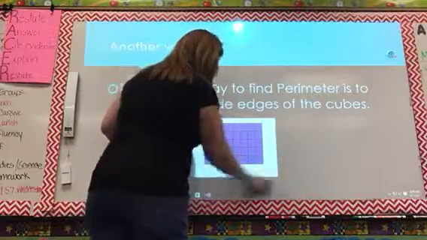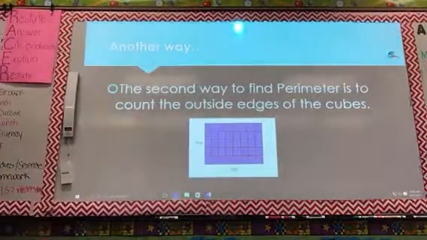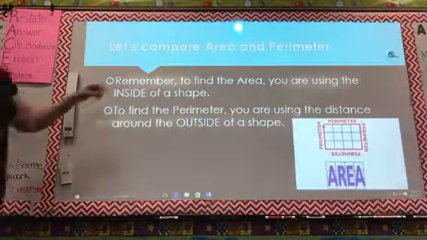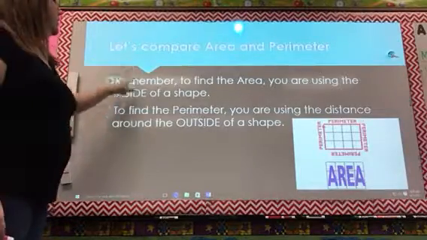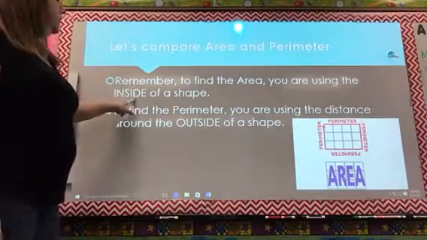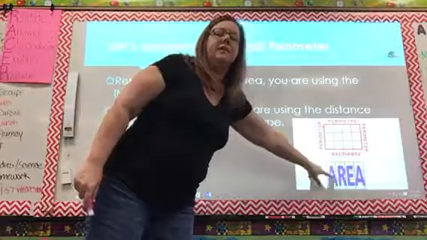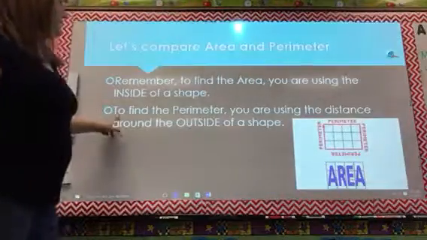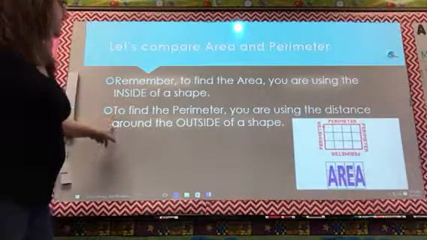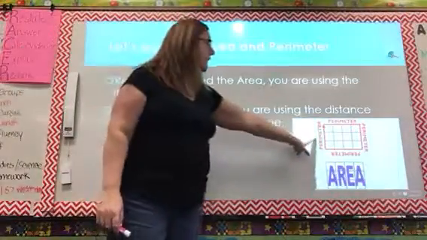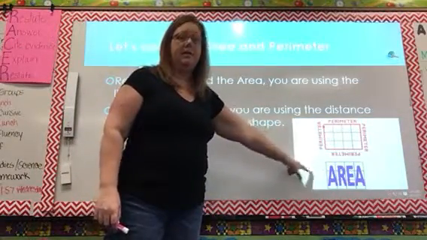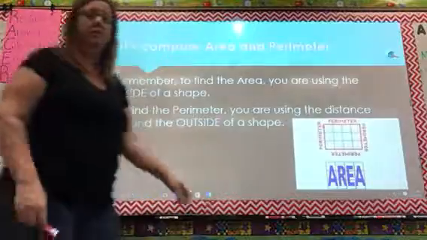All right. Let's move on. Let's compare area and perimeter. Remember, to find the area, you are using the inside of the shape. To find the perimeter, you are using the distance around the outside of the shape. Get this picture in your head. This will help you remember, okay?